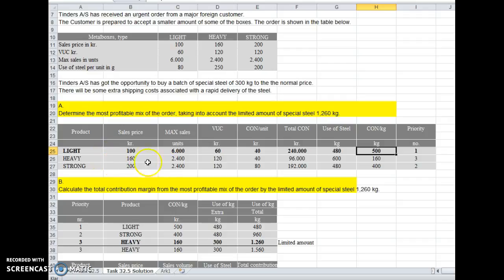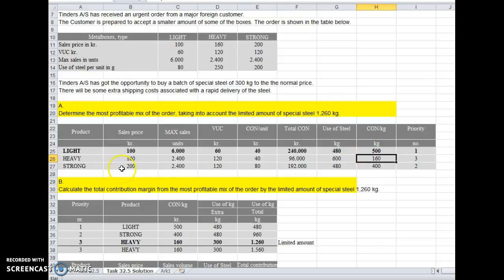You have the sales price, you have the maximum sales, you have the variable unit cost, so the contribution margin is 40, and you multiply by 2,400, and then you have the total contribution of 96,000. The use of steel is 600 because you use 250 grams per unit, and you can sell 2,400. That is altogether 600 kilos. The contribution margin per kilo is this divided by this, that is 160. It's less than the first one.